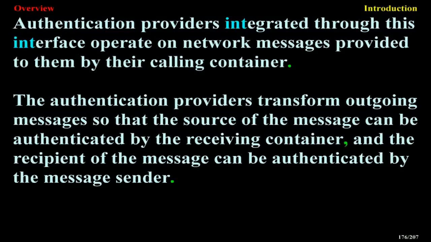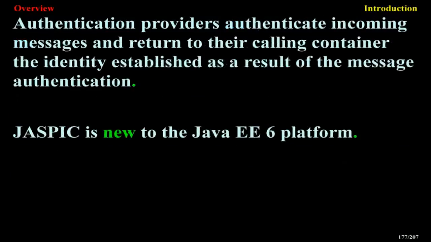The authentication providers transform outgoing messages so that the source of the message can be authenticated by the receiving container, and the recipient of the message can be authenticated by the message sender. Authentication providers authenticate incoming messages and return to their calling container the identity established as a result of the message authentication. JASPIC is new to the Java EE 6 platform.